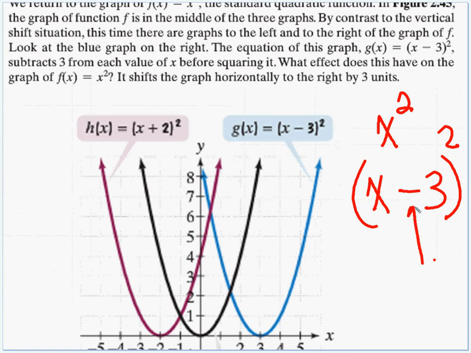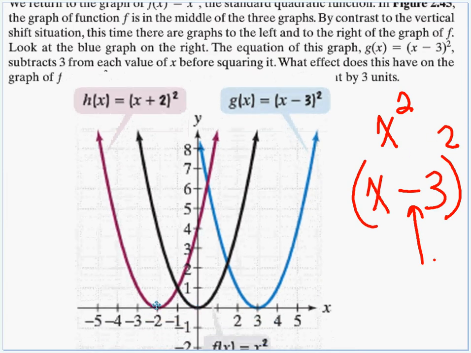When I see this minus, I might first think I'm going to head to the left because that's where the negative numbers are on the number line. The negative numbers are to the left of the origin. But here it's sort of backwards. A minus here is a shift to the right.